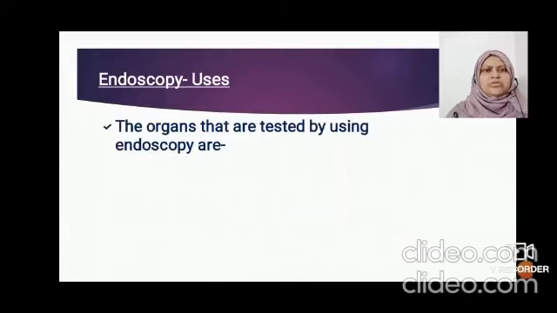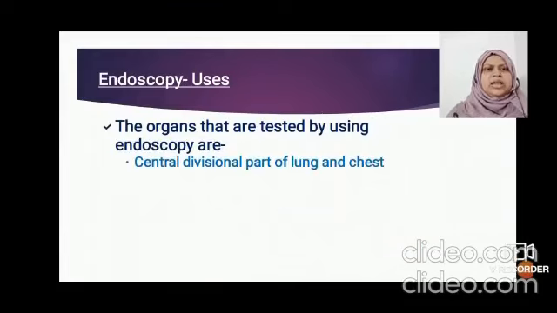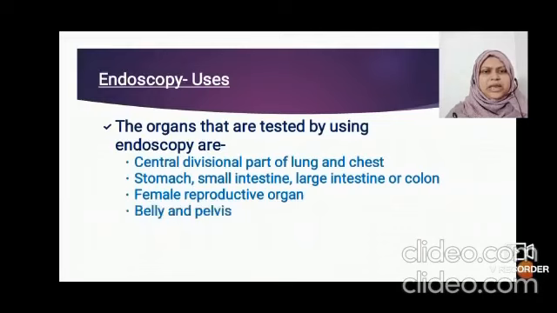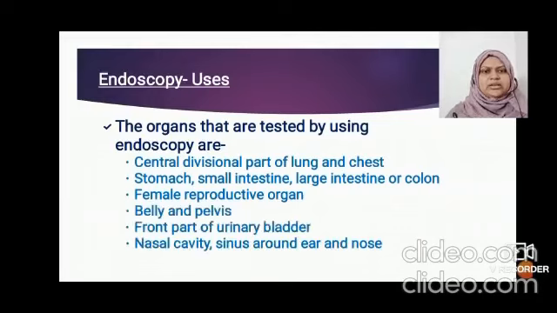Now, uses of endoscopy. The organs that are tested by using endoscopy are central divisional part of lung and chest, stomach, small intestine, large intestine or colon, female reproductive organ, belly and pelvis, front part of urinary bladder, nasal cavity, sinus around ear and nose.